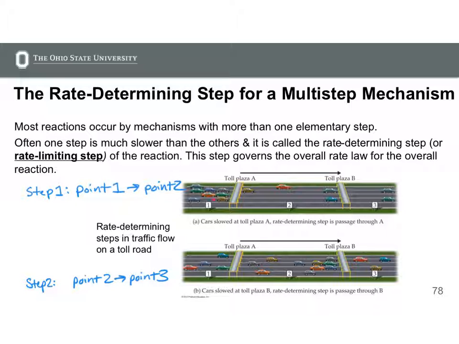So in our first step, we're going to go from point 1 to point 2. If the rate determining step is, maybe, the gates at toll plaza A aren't working properly, so it's really slow through there, then things are going to get backed up at 1. In the second figure, if step 2 were the rate determining step, getting from point 2 to point 3 would be slow, and you would get backed up at toll plaza 2B. So this is your 2-step, point 1 to point 2, point 2 to point 3.